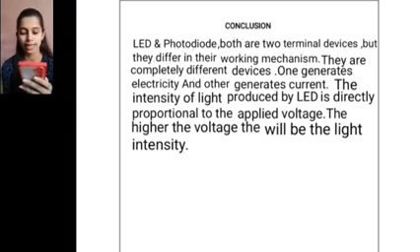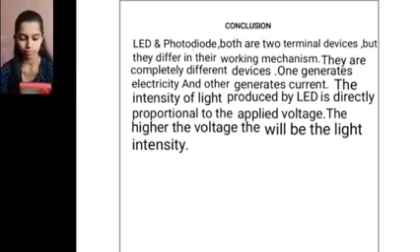Conclusion: LED and photodiode are both two terminal devices, but they differ in their working mechanism. They are completely different devices. One generates light from electricity and the other generates current. The intensity of the light produced by an LED is directly proportional to the applied voltage. The higher the voltage, the higher the light intensity.